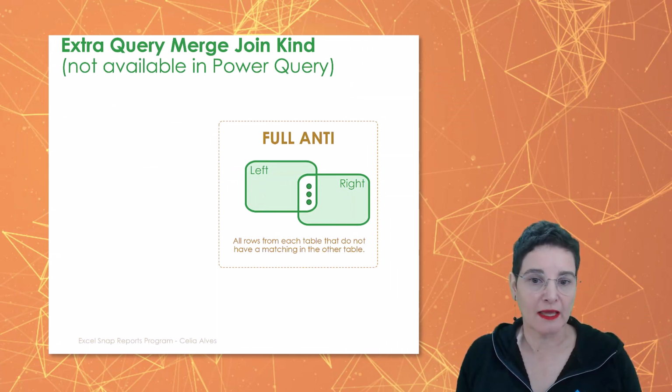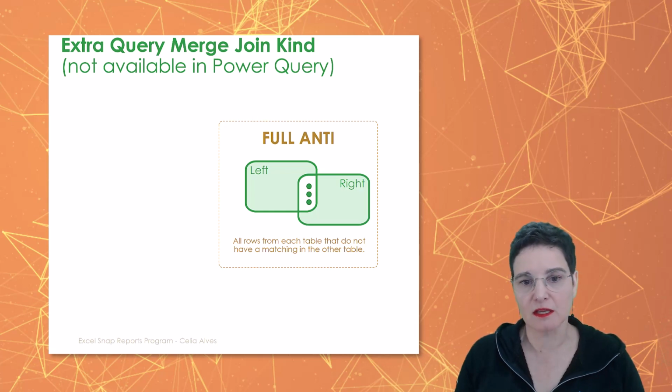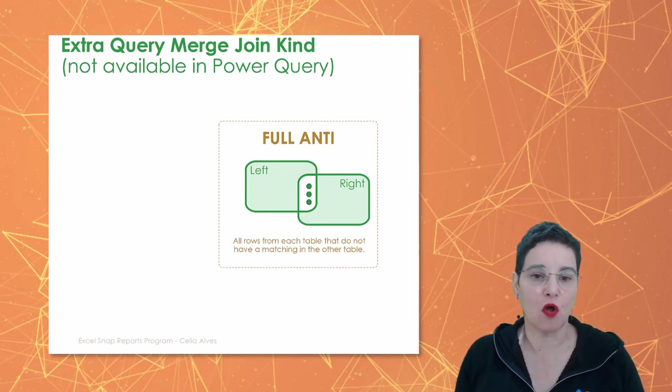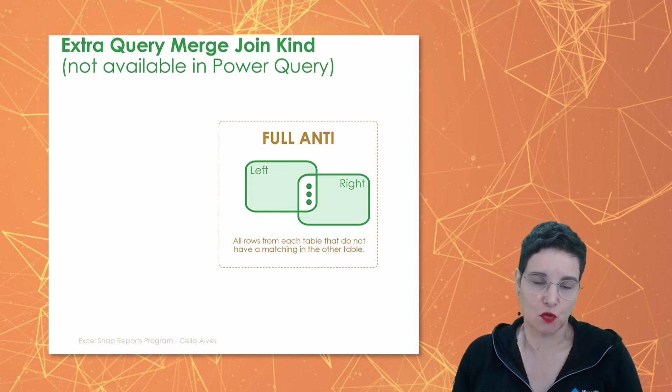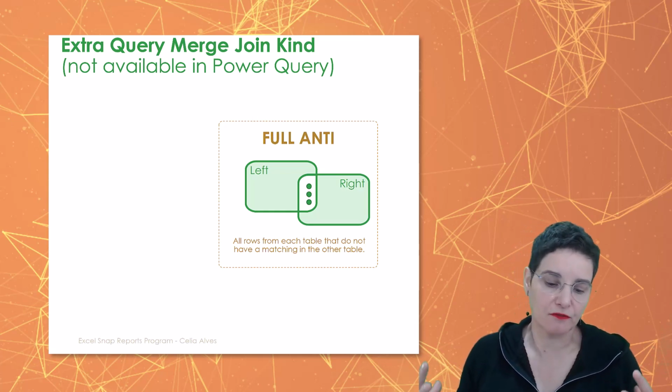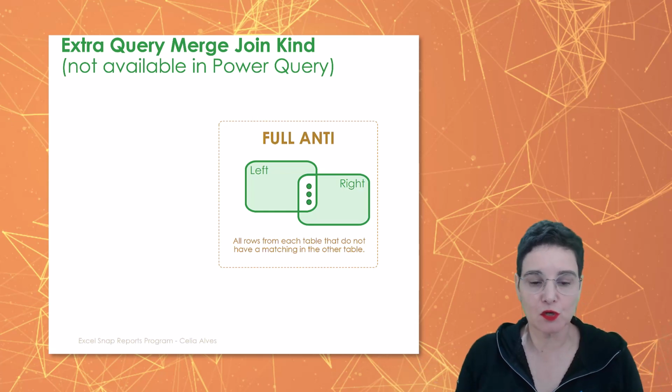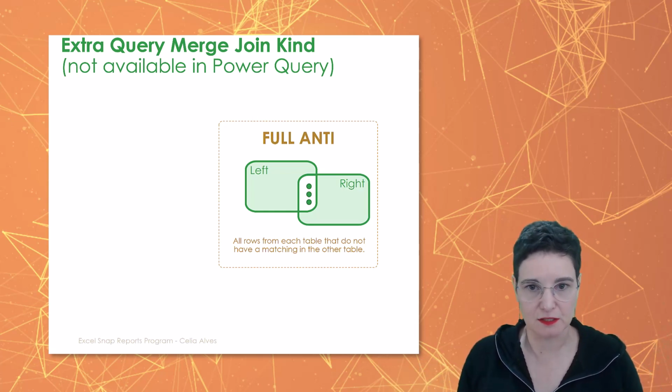It's called full anti, and it's about getting in one list all the items that belong to the first table only or to the second table only. So it's the same thing as putting together all the items and excluding those that are common to both lists. We are going to take care of this example too.